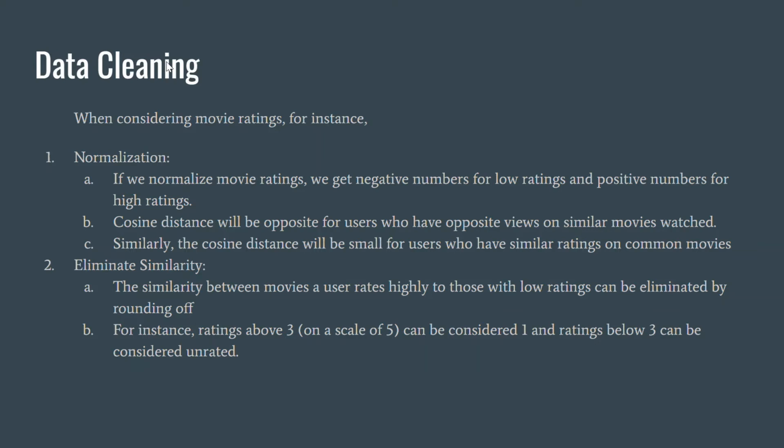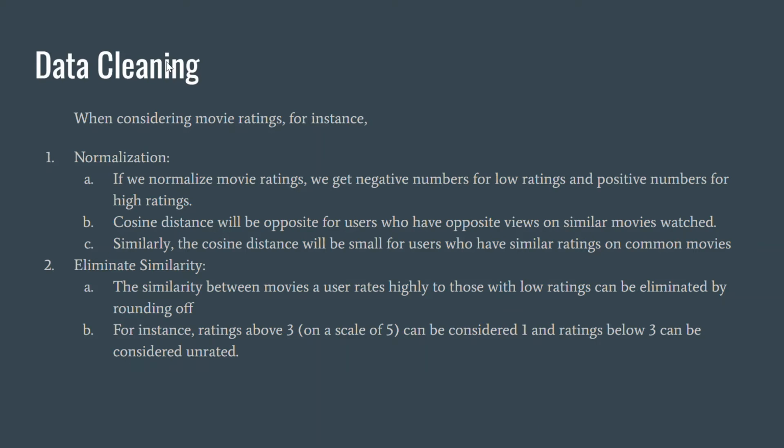So while normalization rescales the values into 0 to 1, the intention here is to transform the data so that it is normally distributed. And in most cases, we normalize the data if we're going to use statistical methods that rely on normally distributed data. When considering movie ratings, for instance, if we normalize movie ratings, we usually get negative numbers for low ratings and positive numbers for high ratings. And then similarly, if we use cosine similarity, the cosine distance will be the opposite for users who have opposite views on similar movies watched.